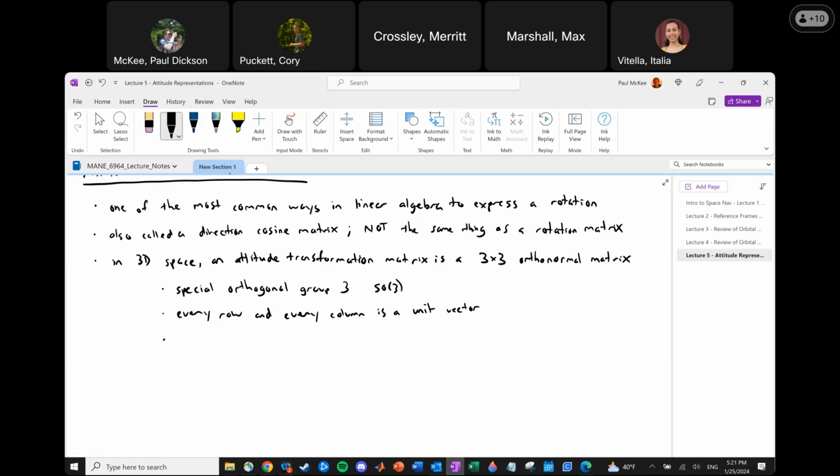And another very useful property, which is something we're going to want to remember here: its inverse equals its transpose. So if you have an attitude transformation matrix, so if I wanted to do something like this, actually here, rather than jump the gun, let's just go right to this. We will use this notation.